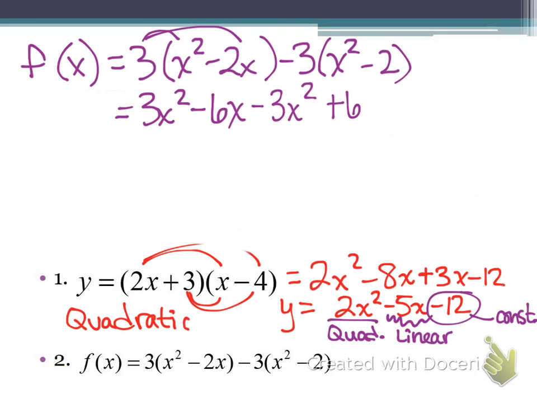Add the 3x squared. Well, they cancel out. We're combining like terms, but we notice a positive 3x squared and a negative 3x squared cancel each other out. Can we combine what's left? Nope. So we're going to leave it negative 6x plus 6.